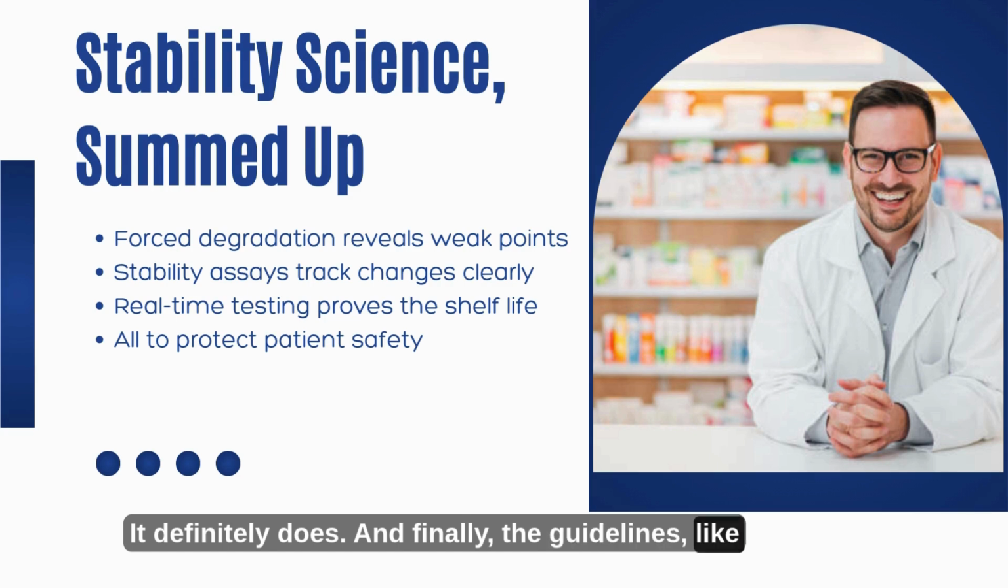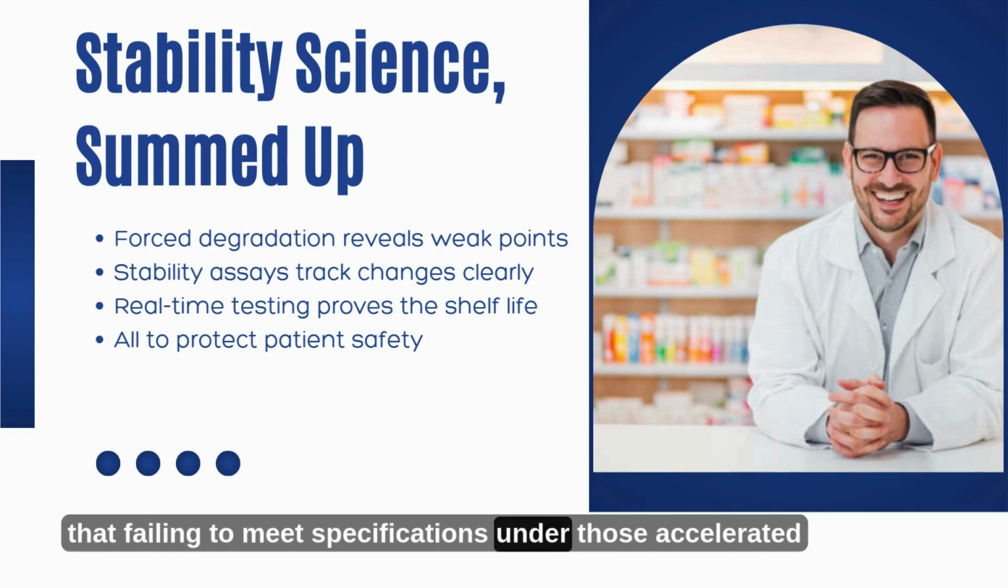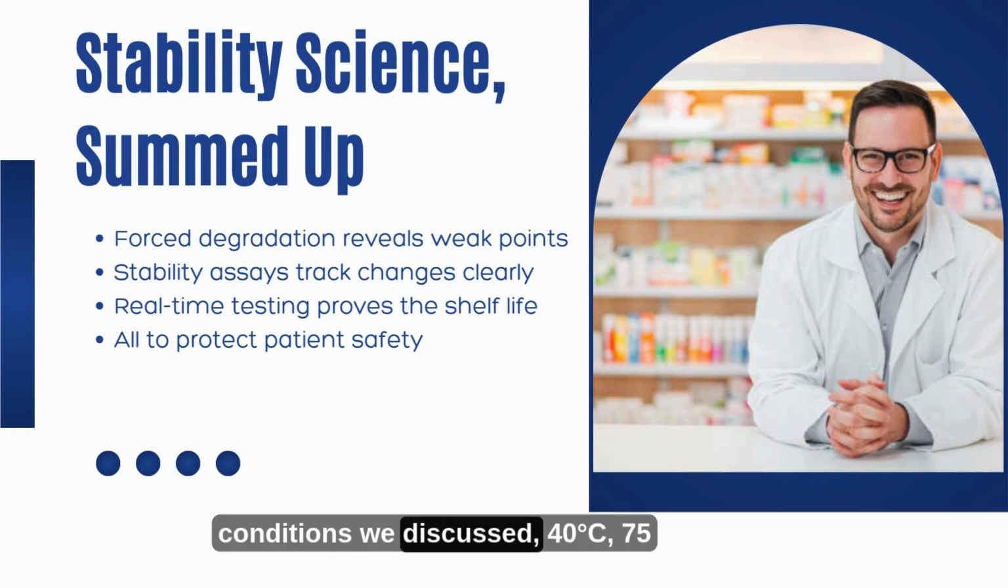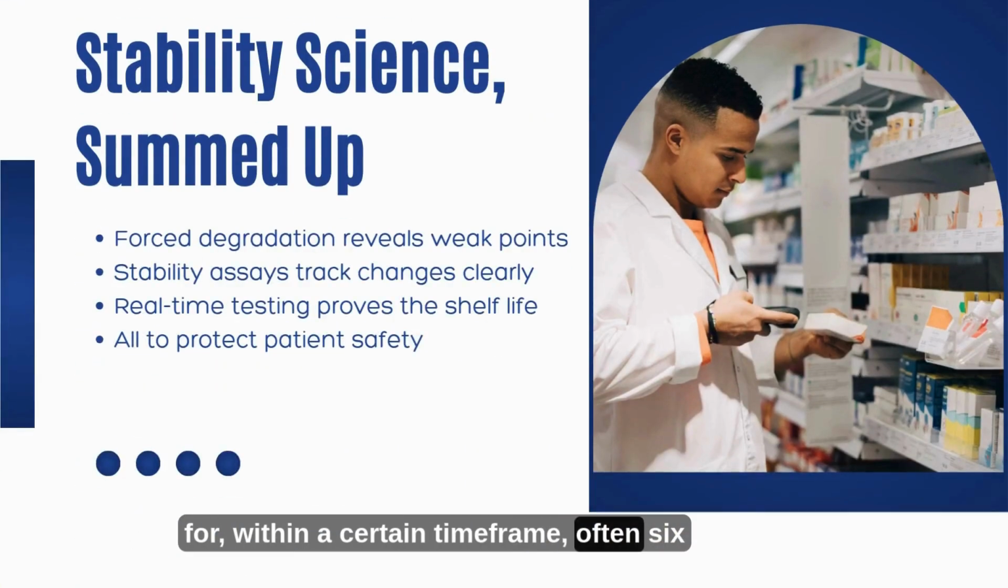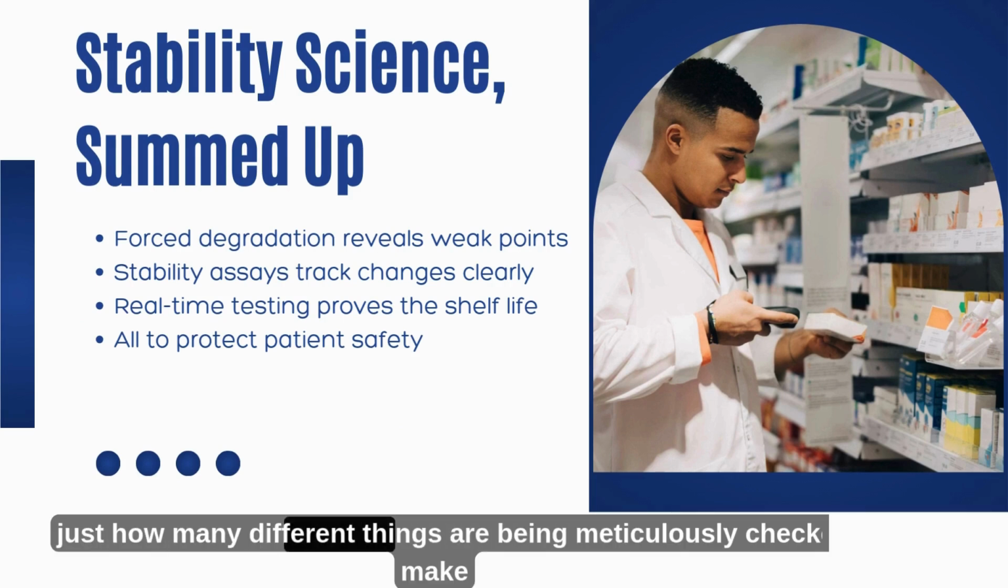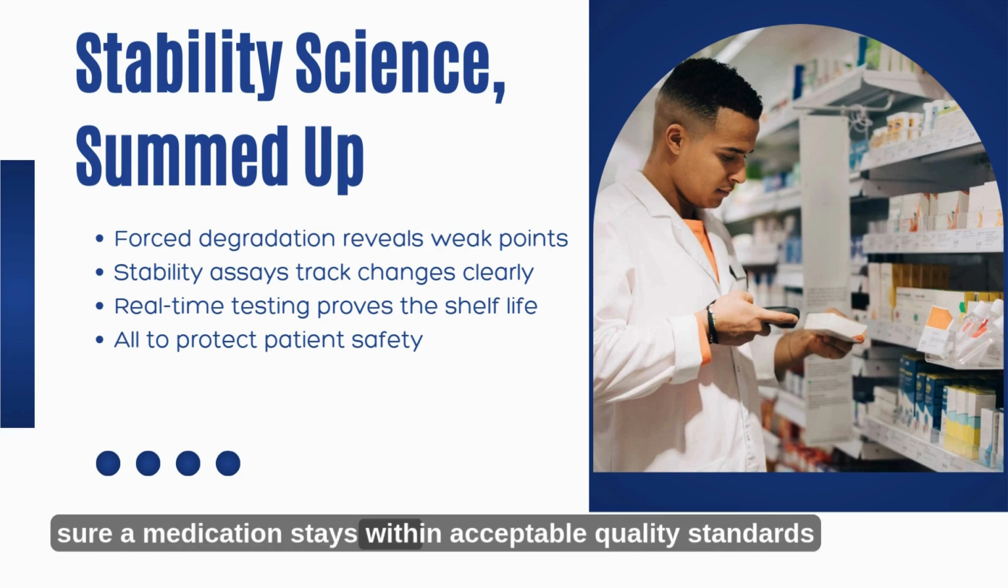And finally, the guidelines, like the ICH guidelines mentioned in the source, state that failing to meet specifications under those accelerated conditions we discussed, 40 degrees C 75% RH, or sometimes intermediate conditions like 30 degrees C 75% RH, depending on the climate zone the drug is intended for, within a certain time frame, often 6 months, is itself defined as a significant change. That's a really helpful and quite concrete list. It really highlights just how many different things are being meticulously checked to make sure a medication stays within acceptable quality standards throughout its life.